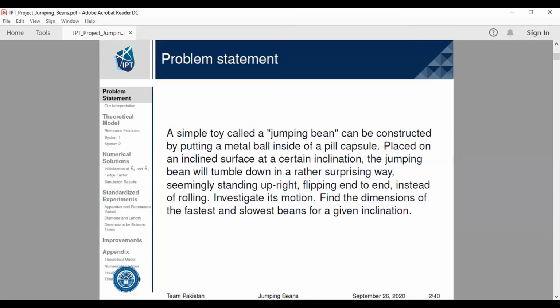So the problem statement was: a simple toy called a jumping bean can be constructed by putting a metal ball inside of a pill capsule placed on an inclined surface at a certain inclination. The jumping bean will tumble down in a rather surprising way, seemingly standing upright, flipping end to end instead of rolling. Investigate its motion and find the dimensions of the fastest and slowest beans for a given inclination.